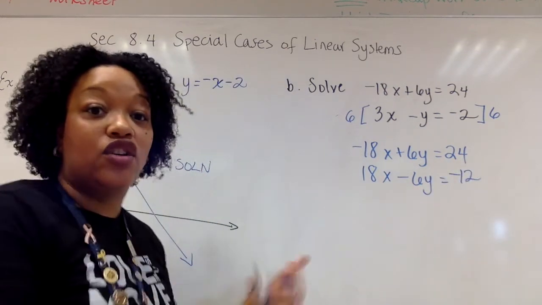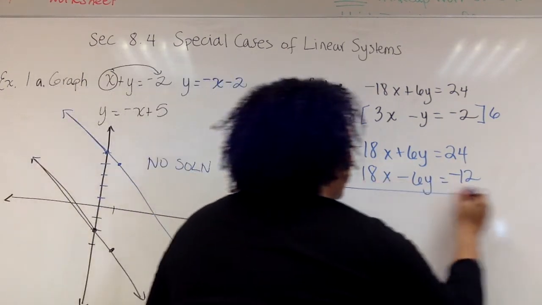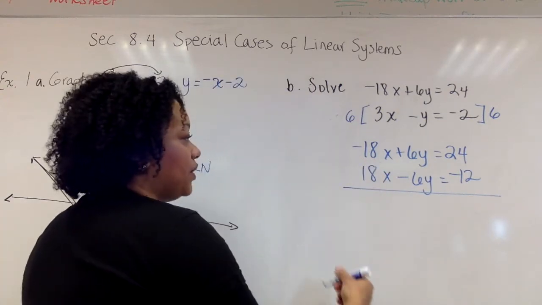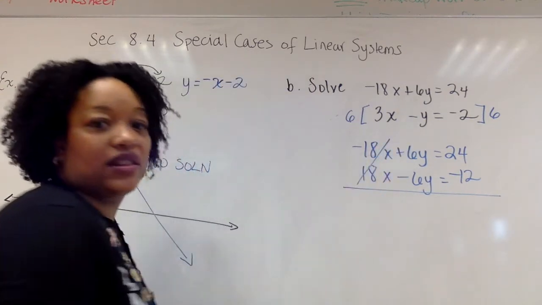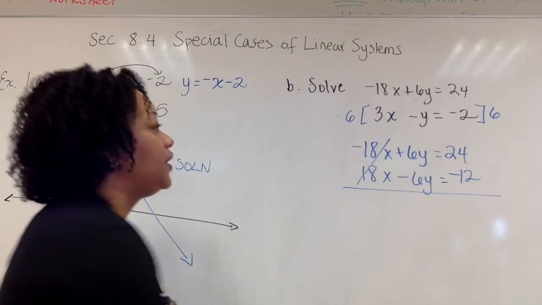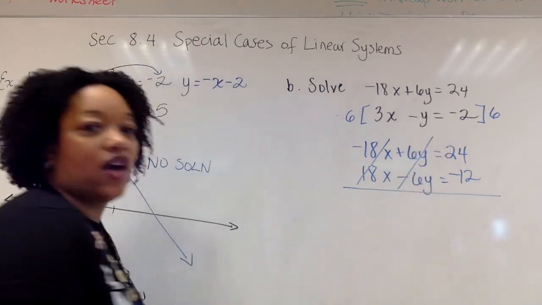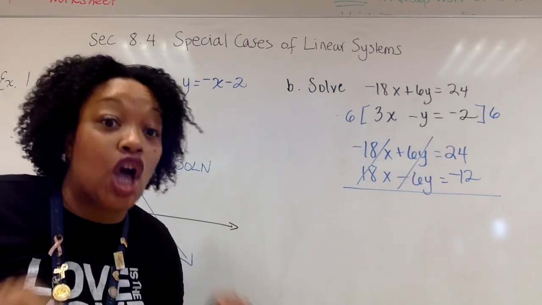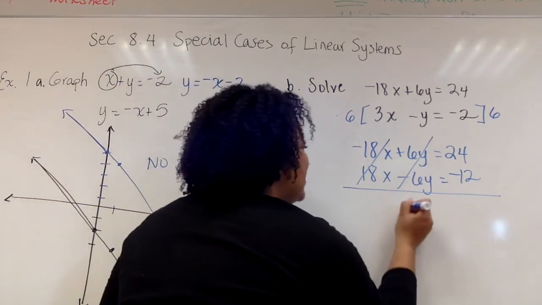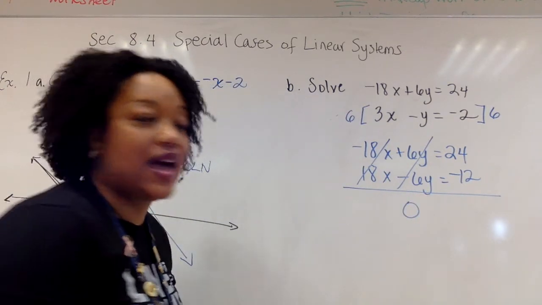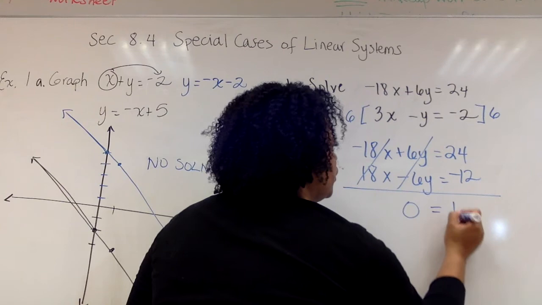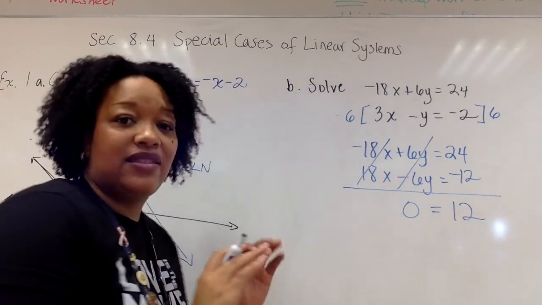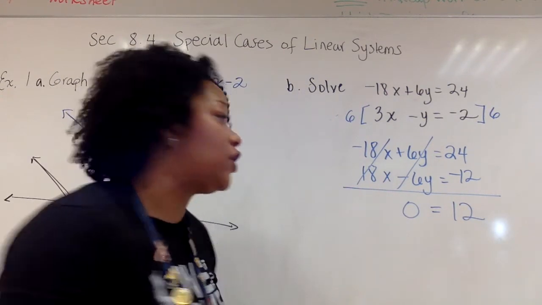All right, so now we've got our new system. Draw your line. Now look what happens. My 18x's cancel out. Negative and a positive. My 6y's cancel out. Both variables are gone. I'm left with 0 on the left-hand side. 0 equal to 12. That's not true. It never has been. It never will be.